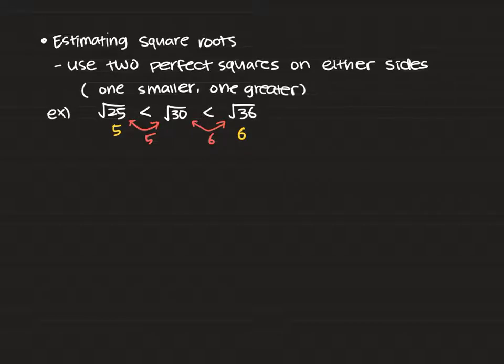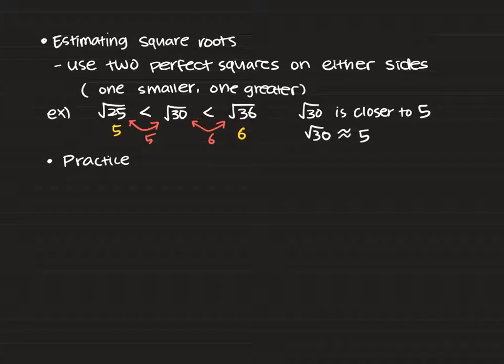So your number is going to be closer to 5 as a result. So you can write this as square root of 30, and you'll have the wavy equation sign to indicate it's about, and then you put 5. The part that I put the red arrows are to indicate the differences. So from 25 to 30, you have 5 difference, and then you have 30 to 36, you have 6 as their differences. So let's try another one.